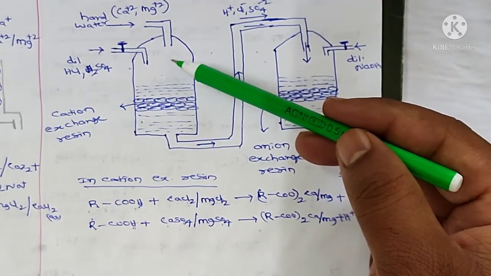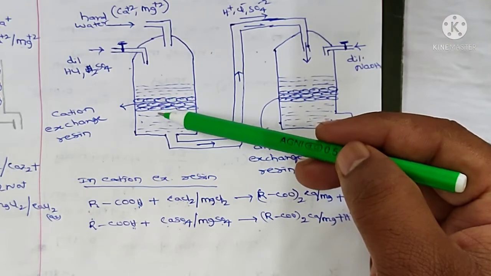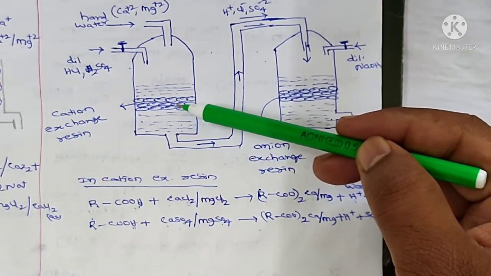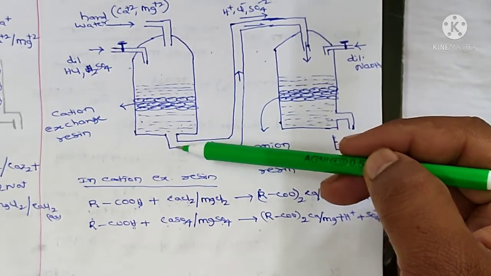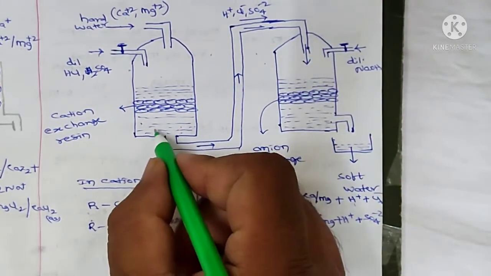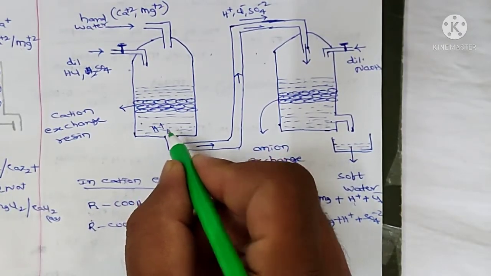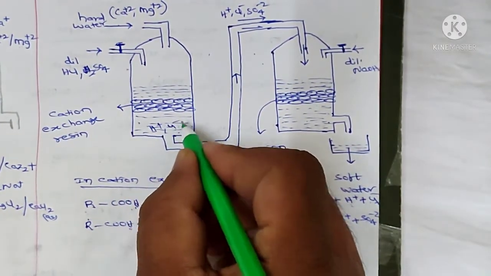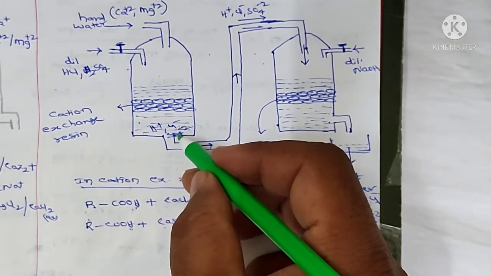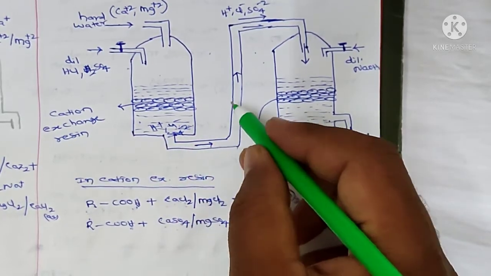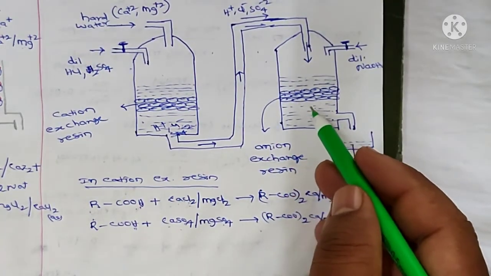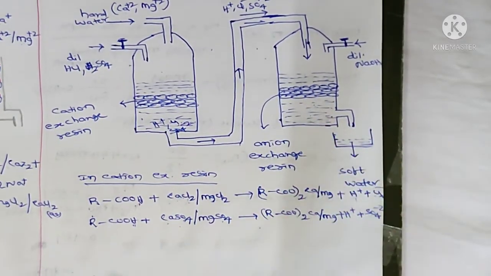Here the hard water goes through the cation exchange resin. So at this cation exchange resin, the calcium plus 2 and magnesium plus 2 ions are stopped, and the remaining water enters into the anion exchange resin. So that water contains H plus ions, Cl minus ions and SO4 minus 2 ions. These ions are present in that water, so that water enters into the anion exchange resin. Now let us see what is happening in the anion exchange resin. So let me take that.